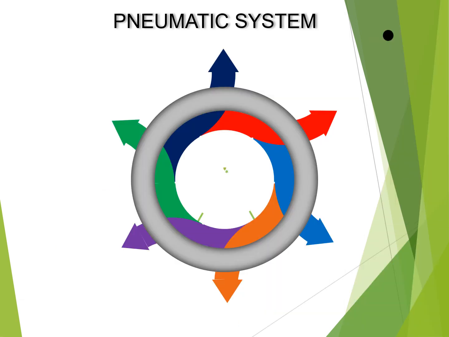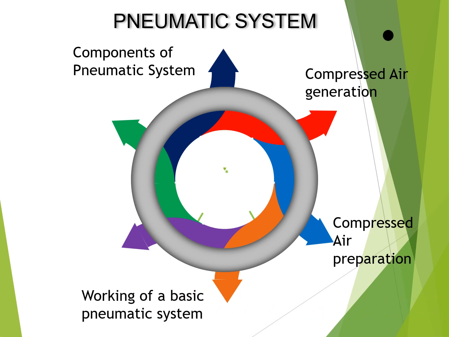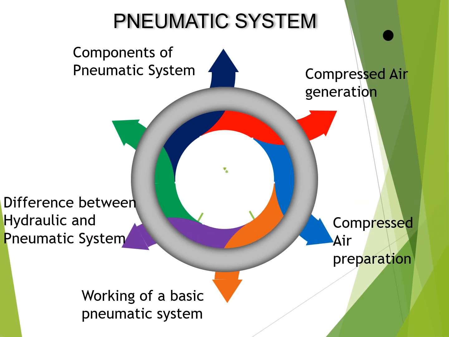So first let me tell you what all I am going to present in the pneumatic system. First is what are the components of a pneumatic system. Then second is how do we generate compressed air. Third is how do we prepare the compressed air. Then fourth is what is the working of a pneumatic system. Then it will be the difference between a hydraulic system and a pneumatic system. And last will be the application of a pneumatic system.